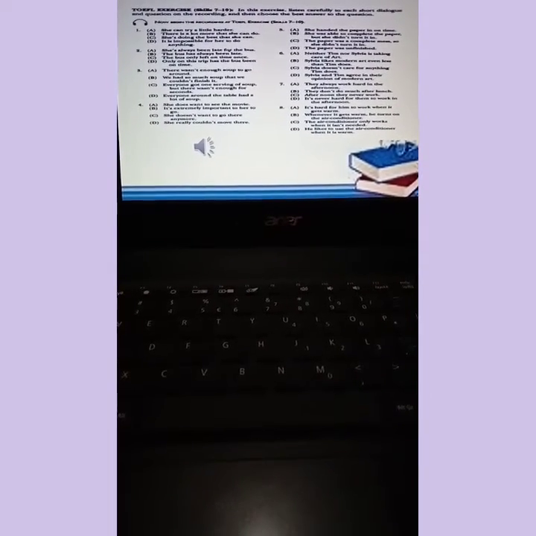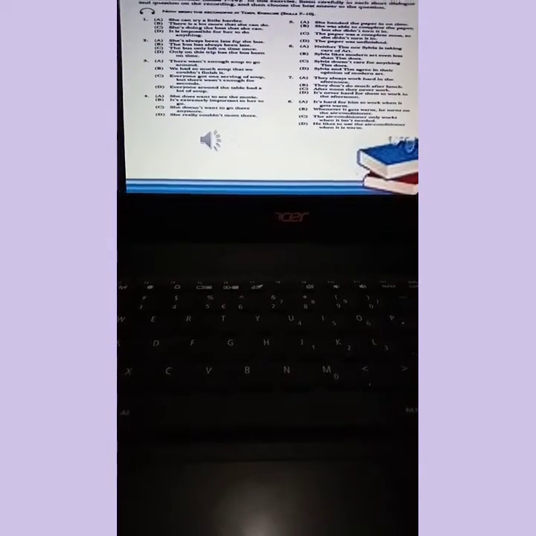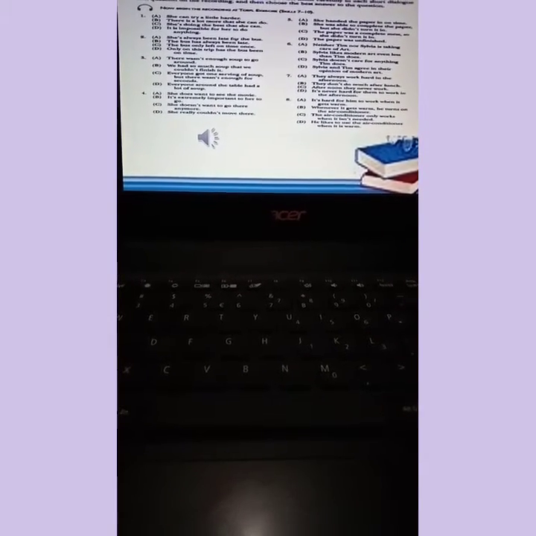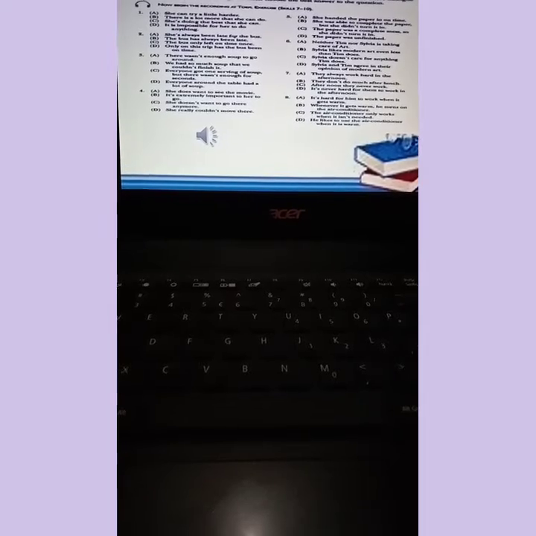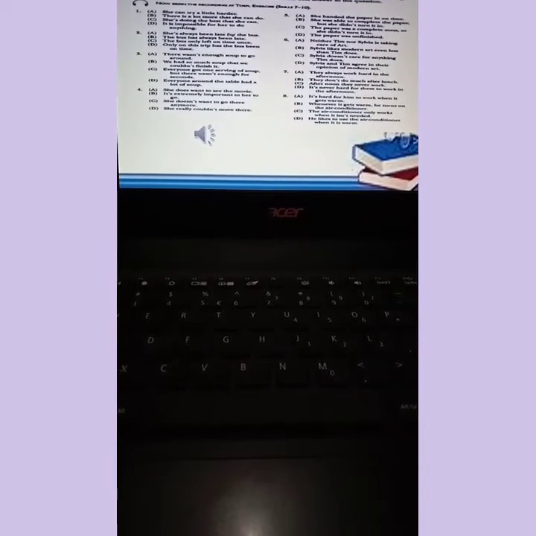Number 10. Did the committee come to a decision about the parking problem? The committee shouldn't have decided the issue when so many members weren't present. What does the woman mean?